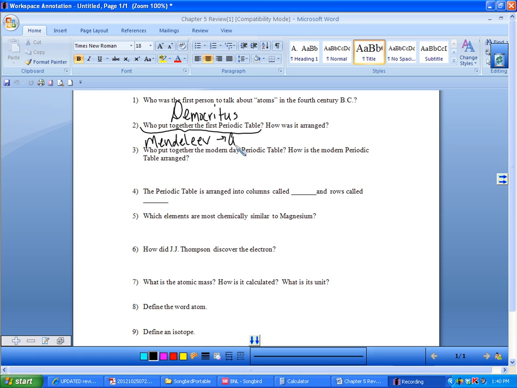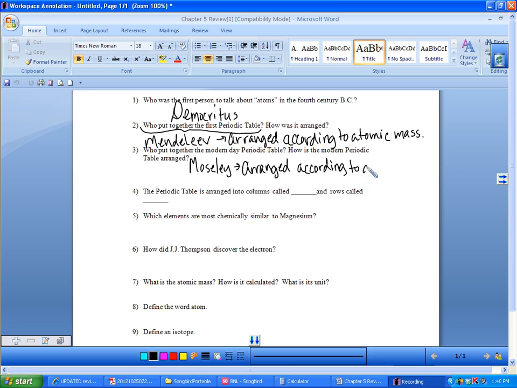And he arranged it according to atomic mass. There are a few problems with that. The arrangement wasn't quite perfect. So the modern day periodic table was put together by Moseley. And he thought it would be a better arrangement and the patterns would be more clear and distinct if he arranged it according to atomic number, and that's exactly how we do it nowadays. So it's arranged by the number of protons, basically.